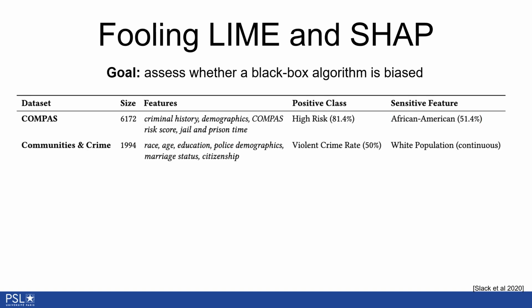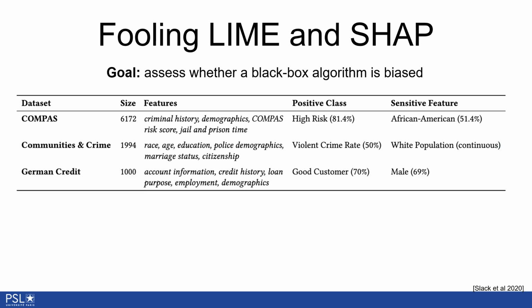The authors also used a second dataset on crime called Communities and Crime. Here the goal was to predict the risk of violent crime in a neighborhood, and the sensitive feature was the percentage of white population. They also considered a dataset on credit rating, where the goal was to predict the quality of the credit customer from input features based on account information, credit history, loan purpose, and so on. For this dataset, the sensitive feature was gender. The authors then used these three datasets to conduct an experiment aimed at testing whether an adversarial actor could fool algorithms designed to detect bias.